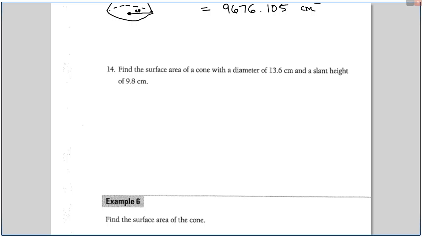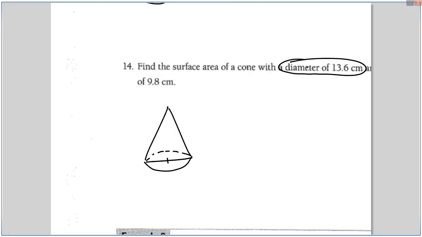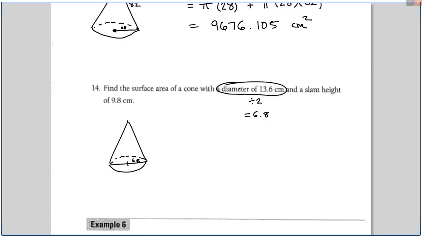Find the surface area of a cone. So draw the cone. This time they give you diameter. What the heck is a diameter? Divided by 2, get the radius. So divide that by 2, you get 6.8. 6.8 goes there. And it tells you the slant height is 9.8. So exact same as above. Pi 6.8 squared plus pi 6.8, 9.8.